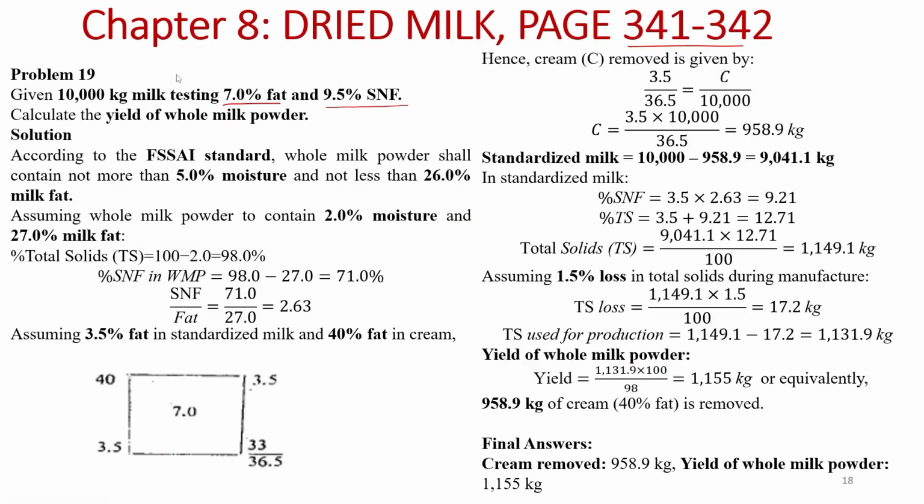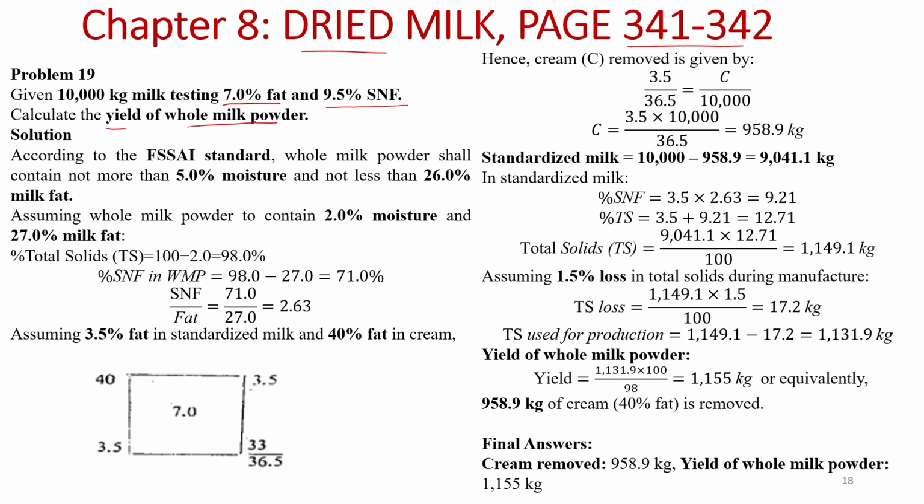Let us see the last numerical from the book by Sukumar De. This numerical is given in chapter 8, and the name of the chapter is Dried Milk. It is on page numbers 341 to 342, and this numerical is on calculating the yield of whole milk powder from given milk with fat and SNF percentage. So the question is, we have 10,000 kg milk testing 7% fat and 9.5% SNF. We have to calculate the yield of whole milk powder.